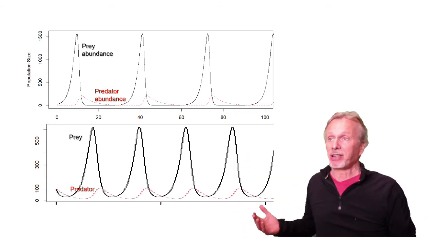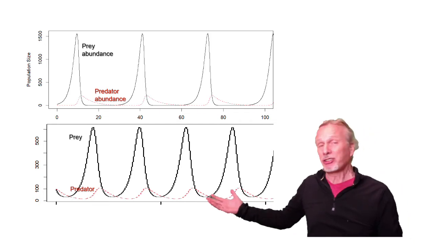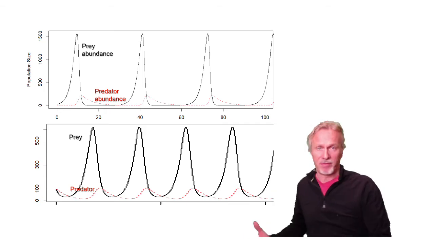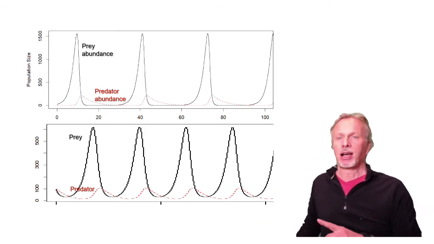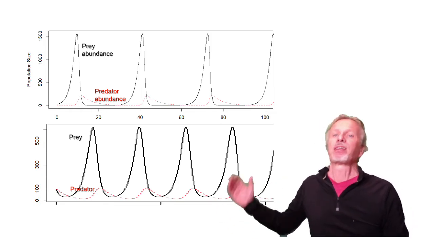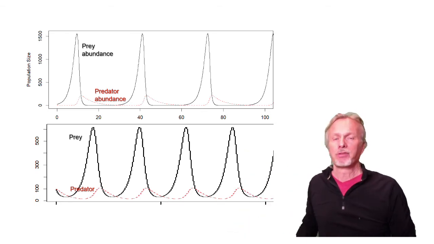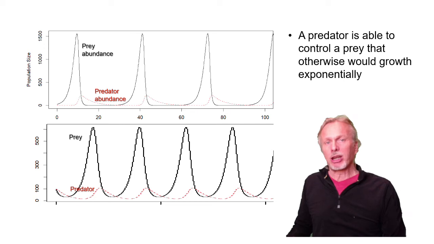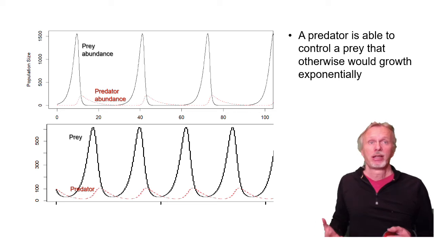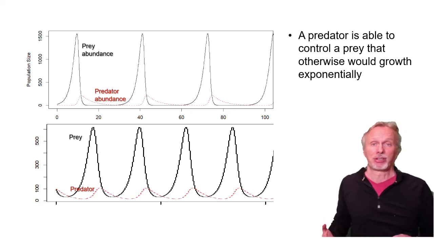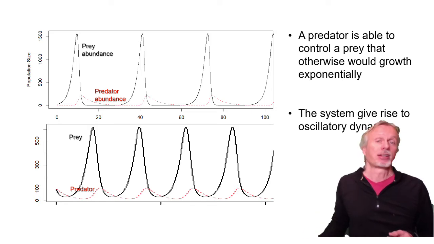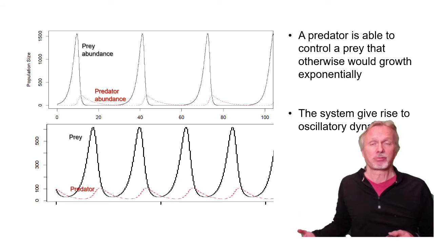Okay, and eventually there are so few predators that the prey has another burst and grows exponentially before collapsing again. So this is really interesting. And if we start from different initial conditions, we basically get the same type of outcome. That means oscillatory dynamics, the prey initially growing exponentially, but the predator catching up and then eventually controlling the prey abundance. So what we learn from this exercise is that a predator is able to control a prey that otherwise would grow exponentially. It's very interesting. And then we also see that the system produces oscillatory dynamics, which is also very interesting.